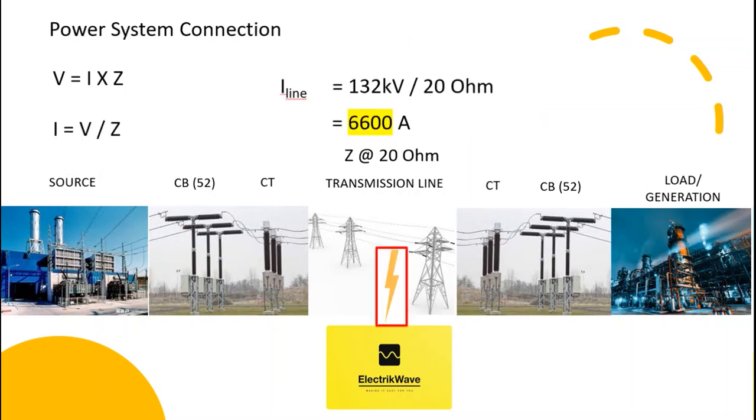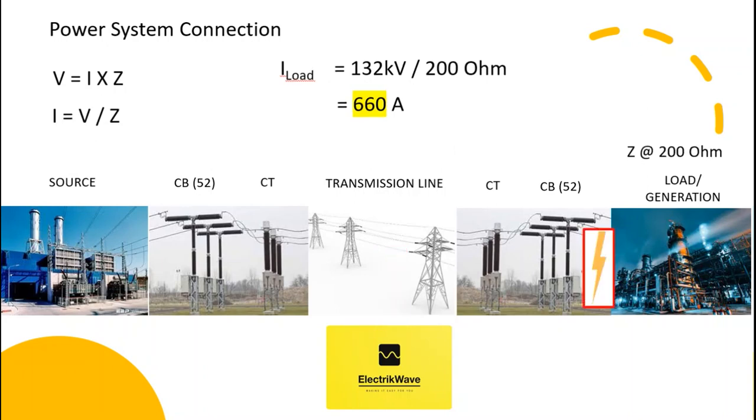Here we will calculate current in case of fault at transmission line. Current equals voltage divided by impedance. At transmission level, impedance is 20 ohm, and considering 132 kV system, current would be 6,600 ampere. Hence fault impact is less compared to source end, due to addition of source and transmission line impedance.